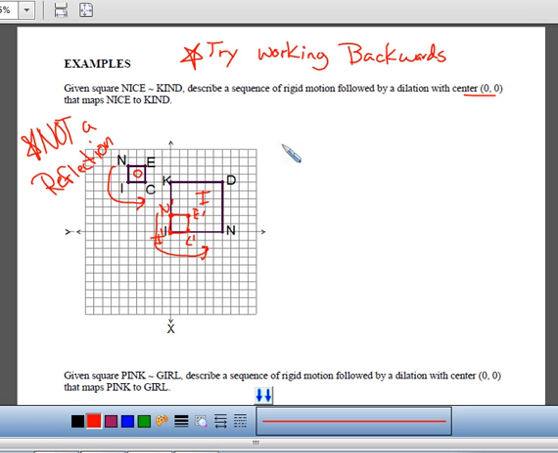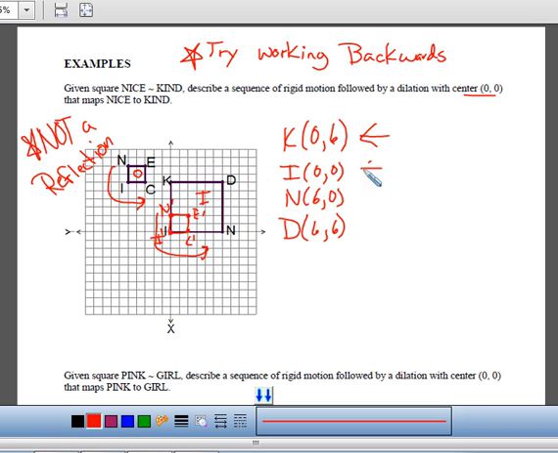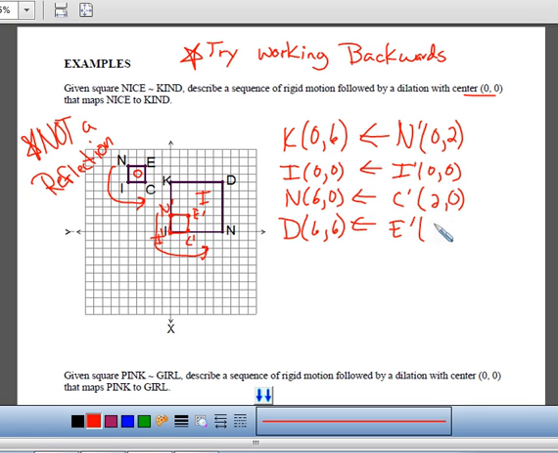Now, how do we get that? Well, let's start with our K, which is at (0, 6), our I, which is at (0, 0), our N, which is at (6, 0), and D, which is at (6, 6). What I mean by working backwards is, usually the arrows go to the right. This time they're going to go to the left. Look at these pre-image, or middle image, points, vertices. N' is at (0, 2). I' is the same point, (0, 0). C' is (2, 0). And E' is (2, 2).